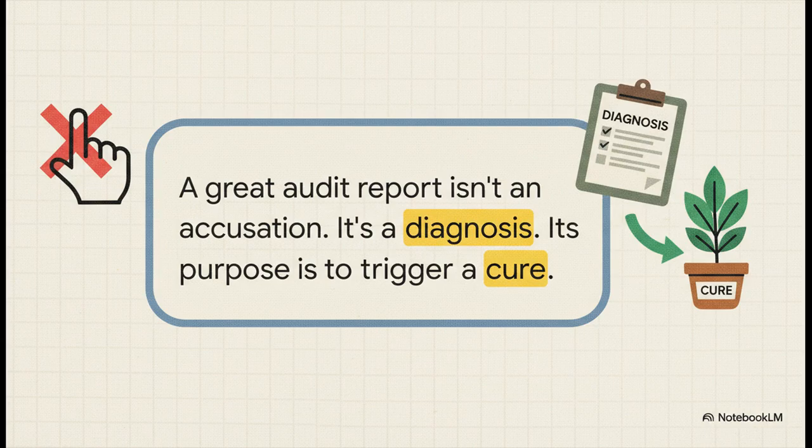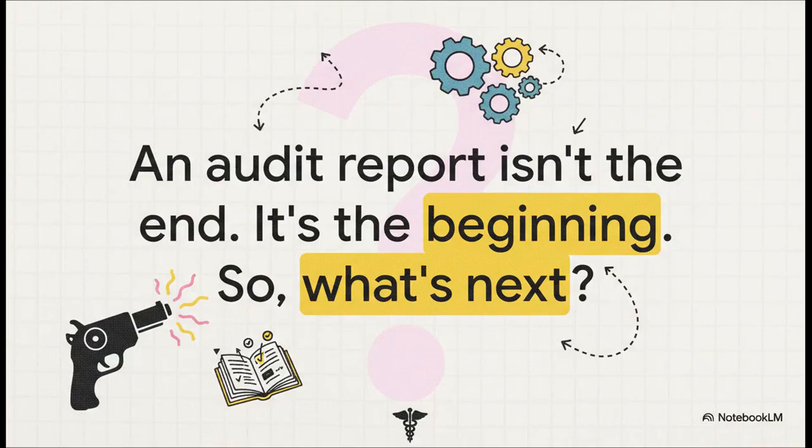In our world, that's the corrective and preventative action process, or CAPA. So yeah, an audit report doesn't end the story. It starts it. It's the beginning of the solution. Which leaves us with the biggest and most important question of all. Once you've delivered the diagnosis, what happens next?